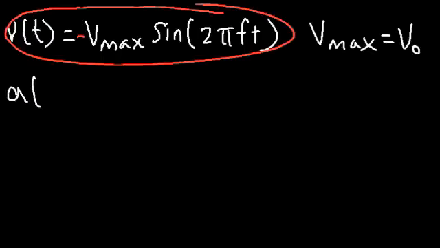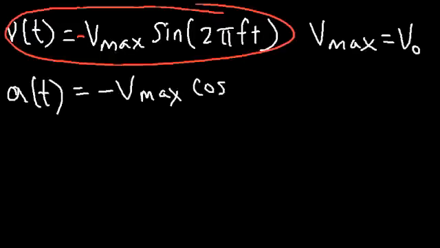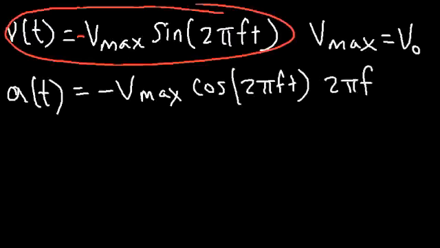Now, let's find the acceleration. The acceleration is the derivative of the velocity function. So Vmax is a constant. We don't have to change that. The derivative of sine is cosine. And the derivative of 2 pi ft is 2 pi f.